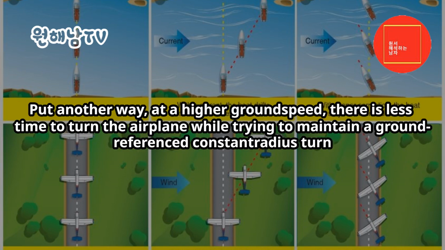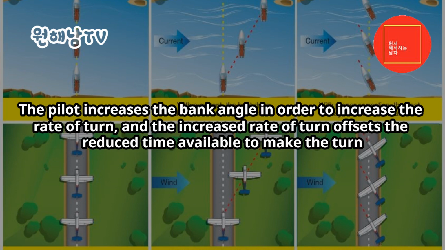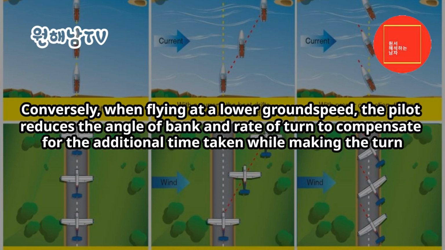Put another way, at a higher ground speed, there is less time to turn the airplane while trying to maintain a ground-referenced constant radius turn. The pilot increases the bank angle in order to increase the rate of turn, and the increased rate of turn offsets the reduced time available to make the turn. Conversely, when flying at a lower ground speed, the pilot reduces the angle of bank and rate of turn to compensate for the additional time taken while making the turn.